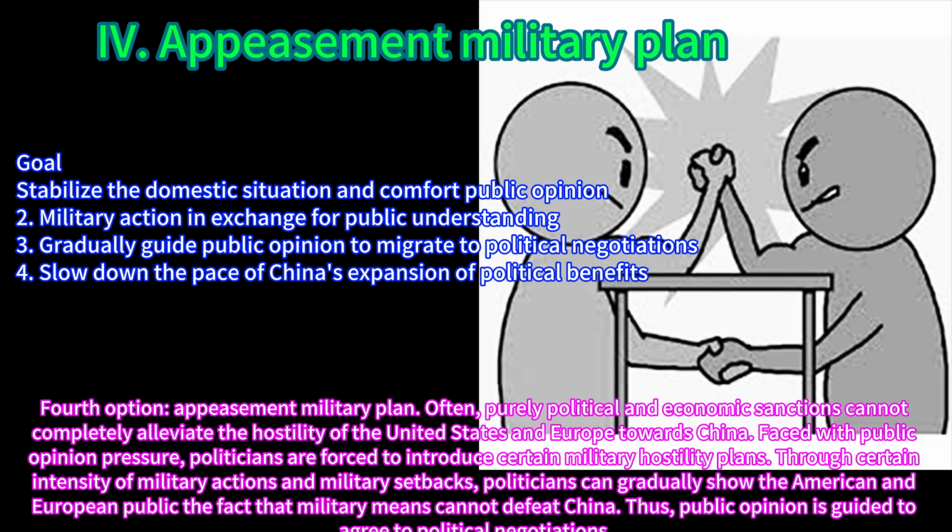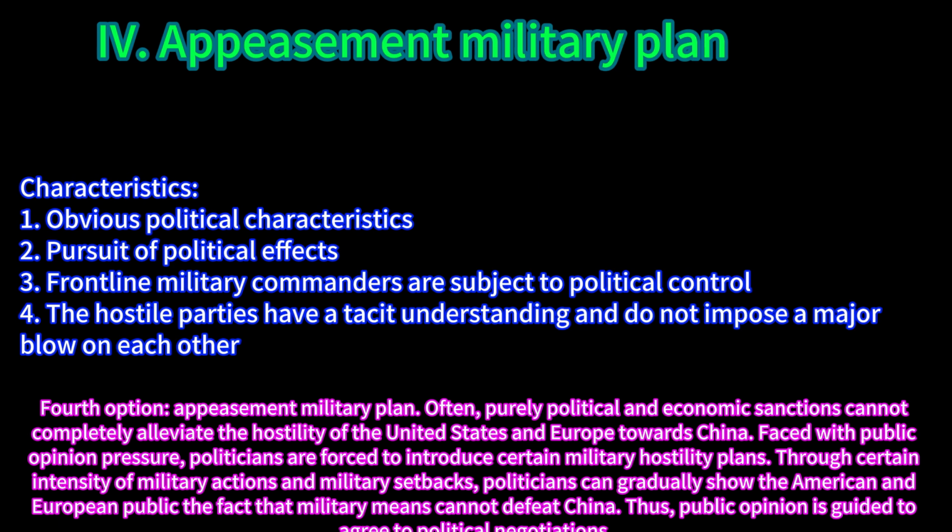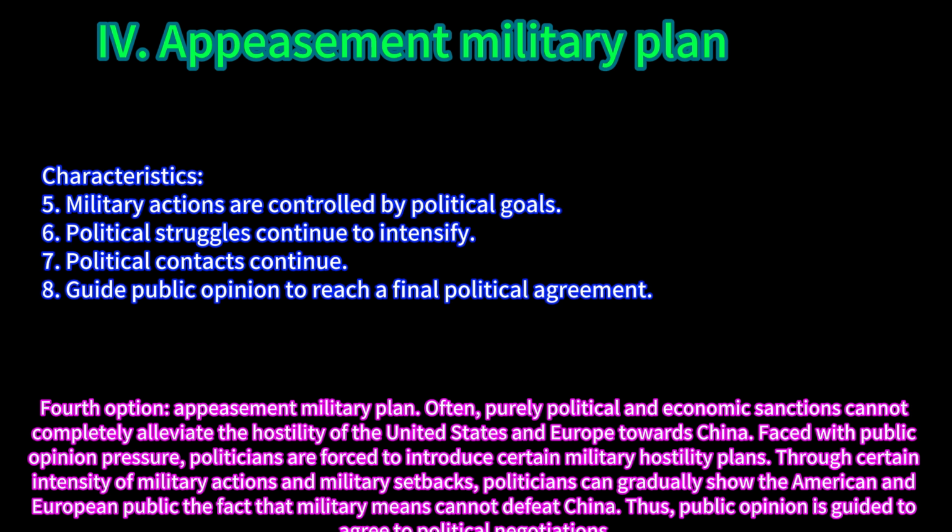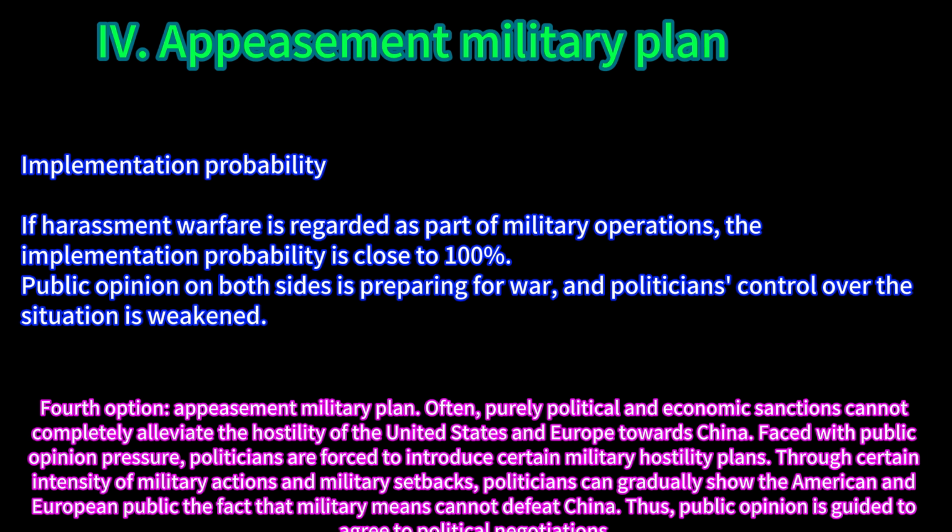Fourth option, appeasement military plan. Often, purely political and economic sanctions cannot completely alleviate the hostility of the United States and Europe towards China. Faced with public opinion pressure, politicians are forced to introduce certain military hostility plans. Through certain intensity of military actions and military setbacks, politicians can gradually show the American and European public the fact that military means cannot defeat China. Thus, public opinion is guided to agree to political negotiations.